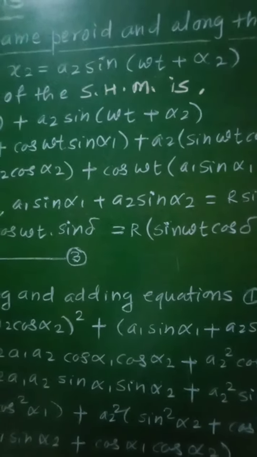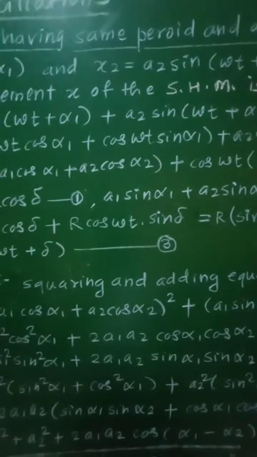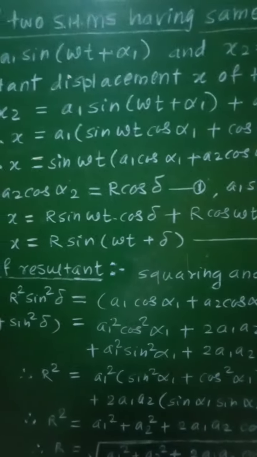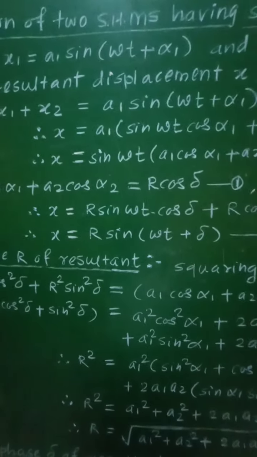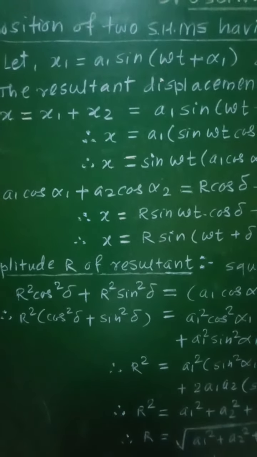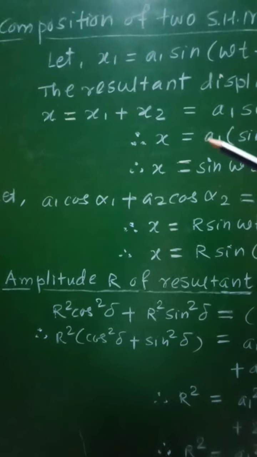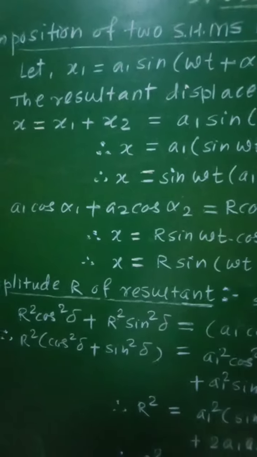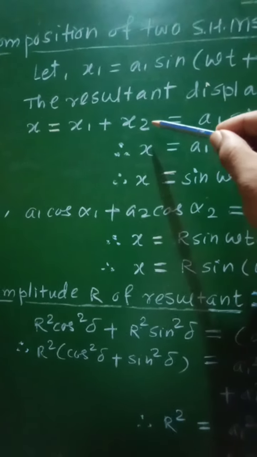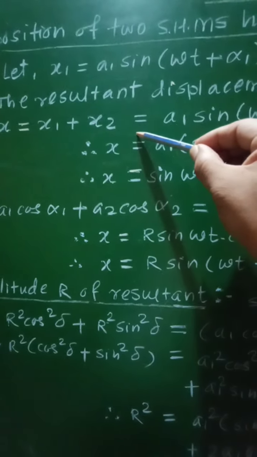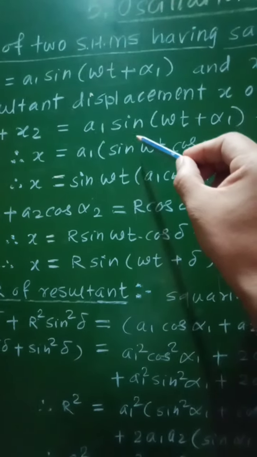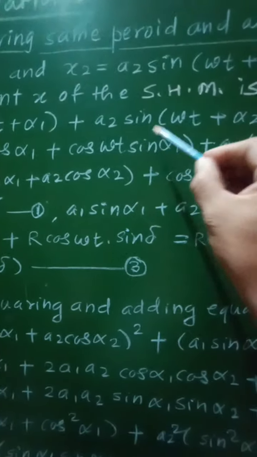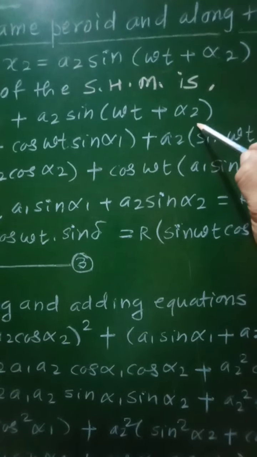When there is composition of these two SHMs, that is, there is mixing of two SHMs, at that time the resultant displacement x due to the composition of these two SHMs will be given as the vector sum of the displacements due to these two SHMs, that is x equal to x1 plus x2. That will be written as a1 sin(omega t plus alpha 1) plus a2 sin(omega t plus alpha 2).